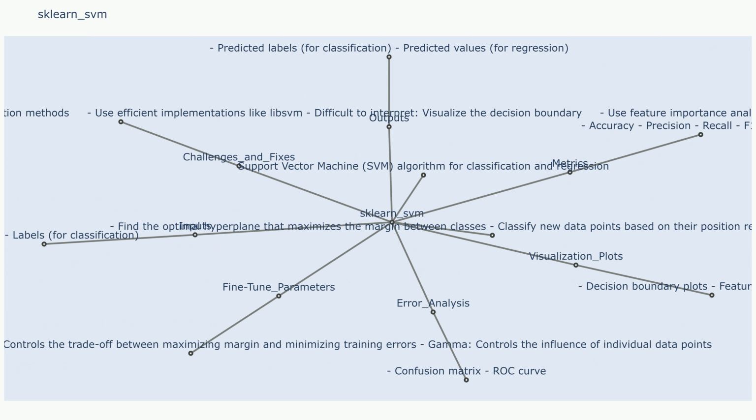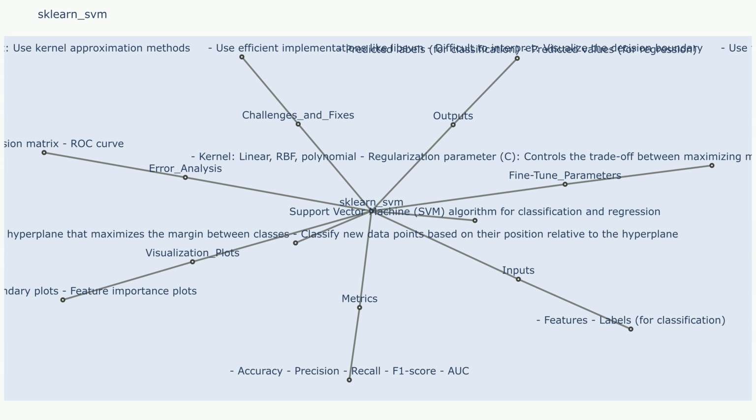Metric 4. Explain in detail F1 score, the harmonic mean of precision and recall, providing a balanced measure of model performance. Metric 5. Explain in detail mean squared error (MSE) for regression. Measures the average squared difference between predicted values and actual values.